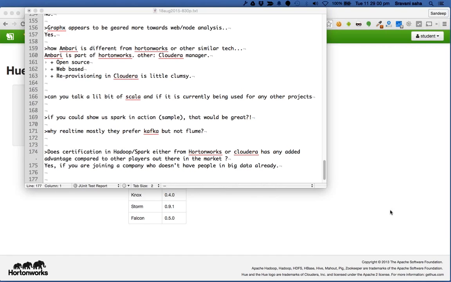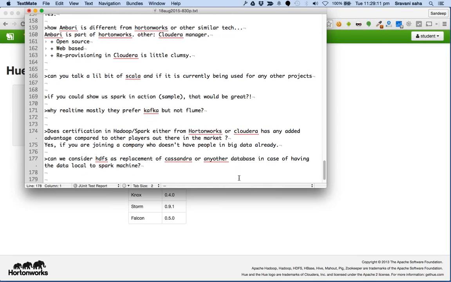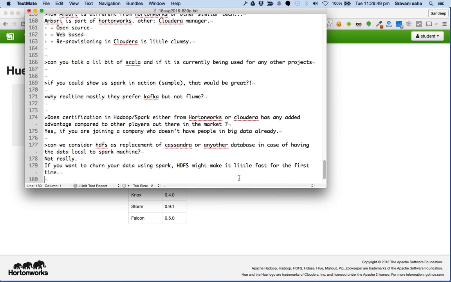Poonam's question is, can we consider HDFS a replacement for Cassandra or any other database? Not really. Both have their own pluses and minuses. But honestly, if you want to churn your data using Spark, HDFS might make it a little faster the first time. For the rest of the time it will be the same, because it's going to load it into RAM for some time.